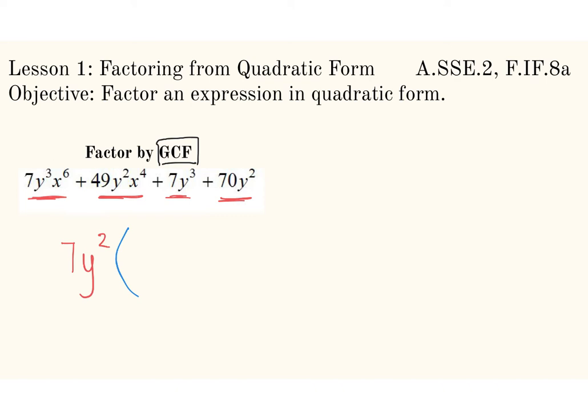So 7 divided by 7 is 1, and I don't need to write the number 1 in math. Y third divided by y squared, well, we just subtract the exponents, so I'm just left with 1y. X stays because we did not take away any x's. 49 divided by 7 is 7. I had 2 y's, but I took them away, so now I'm just left with x to the 4th. 7 divided by 7 is 1. Again, we don't need to write it. And then I had 3 y's, but I took away 2 of them, so I'm just left with 1. 70 divided by 7 is 10. I had 2 y's, but I took them away. So this is my factored expression.